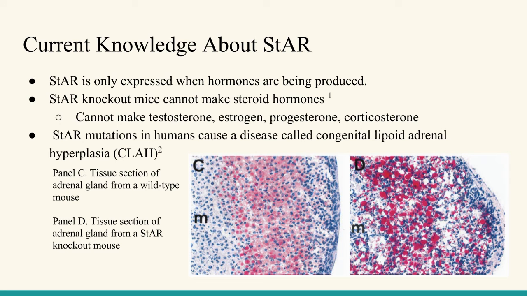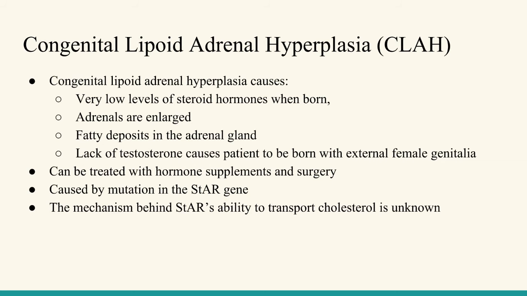Backtracking to the pictures, this is a wild-type mouse, which means they express STAR normally. This is the adrenal gland, and the red parts are the fatty deposits. Since STAR isn't there to bring cholesterol into the mitochondria, the fat gets deposited here and doesn't go out, which causes the adrenal gland to swell.